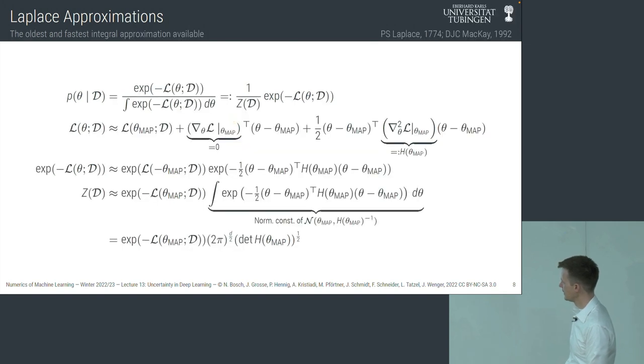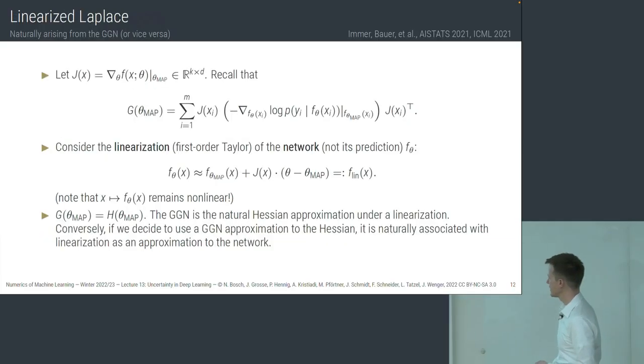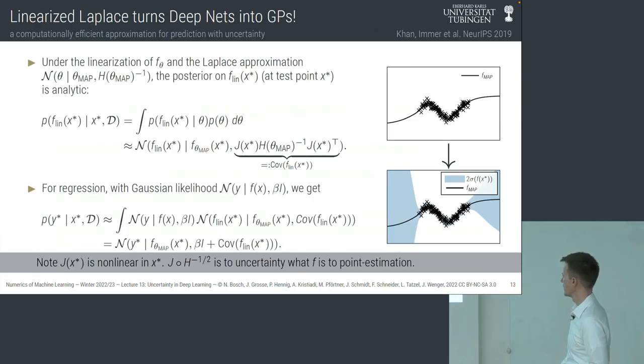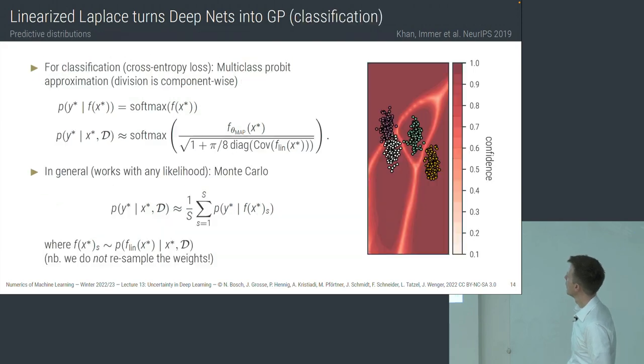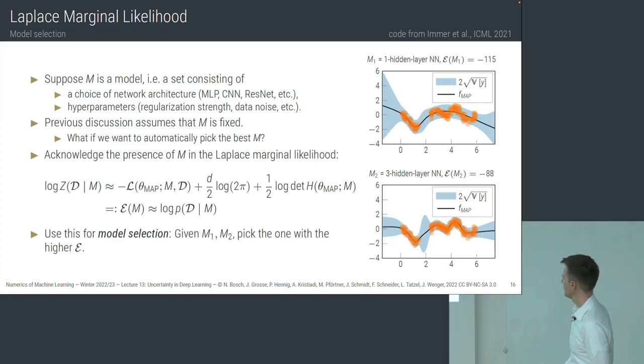And that means that the Z of D, so that is our marginal likelihood, is just this. So it's the exp of minus the loss at the trained model times a bunch of constants which aren't important because we're going to optimize this thing, times the determinant of the Hessian. So we can use this as a measure of how good our model fits. One more slide. Here we go.